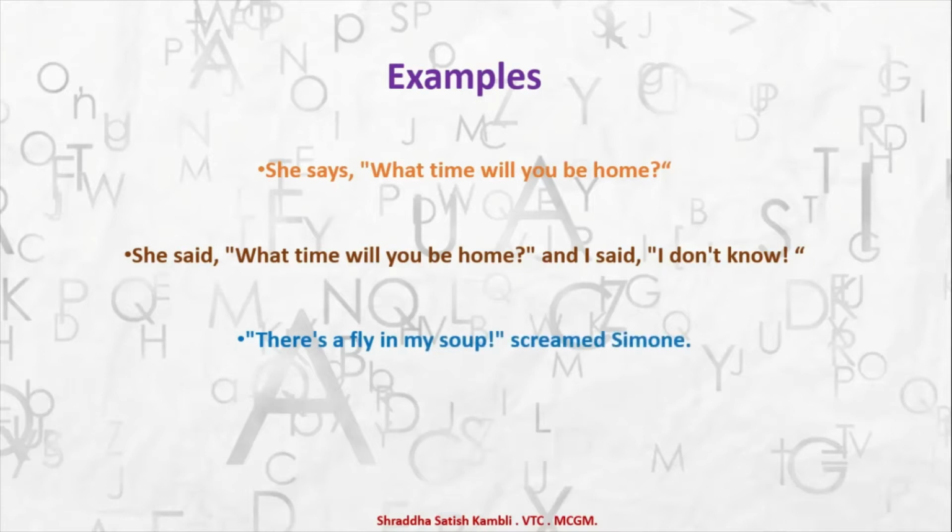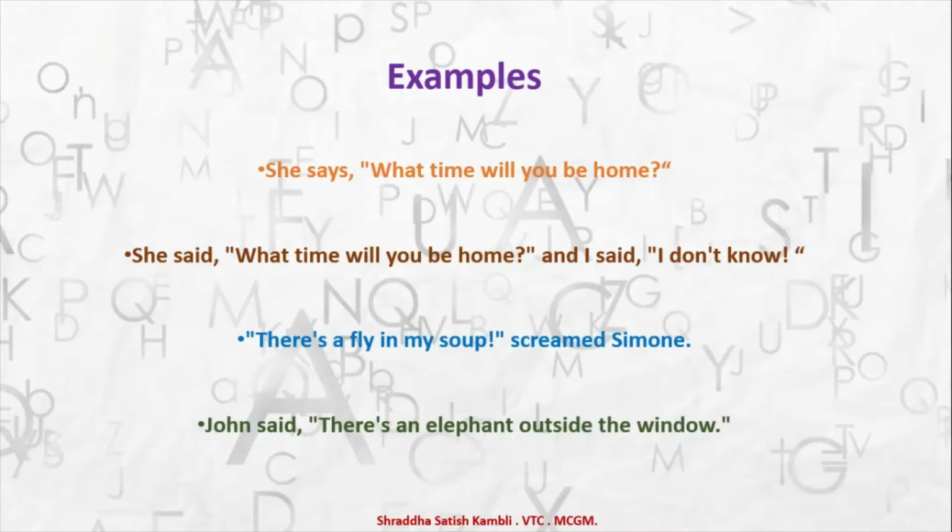"There's a fly in my soup," screamed Simone. So Simone herself is saying, and she's talking about her soup, and she's saying that there's a fly in her soup. Finally, John said, "There's an elephant outside the window." So again, what John said, the same thing we are saying. So these are all examples of direct speech.